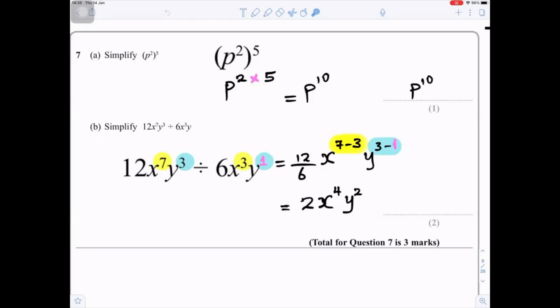So what we're doing is we are subtracting the powers for x, 7 minus 3. Subtract the powers for y, 3 minus 1. And then divide the numbers, 12 divided by 6. So your answer would be 2x to the 4 y squared.